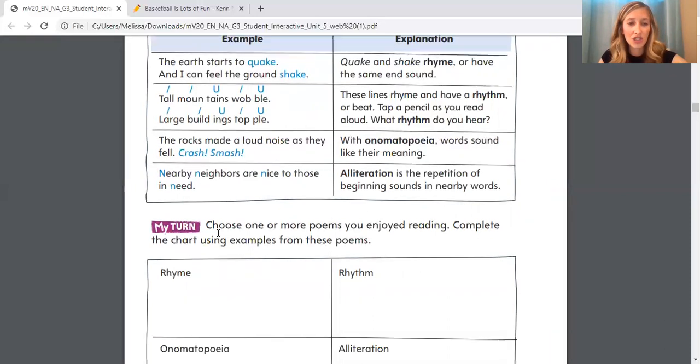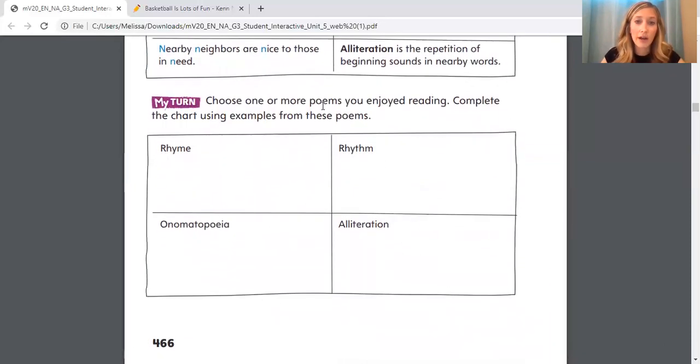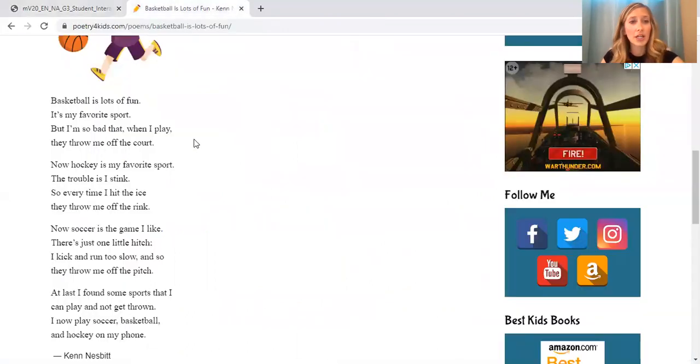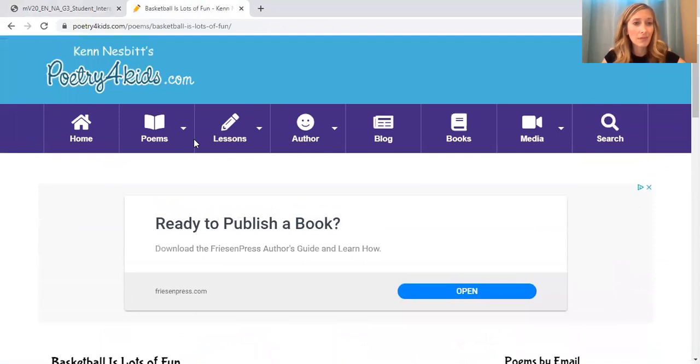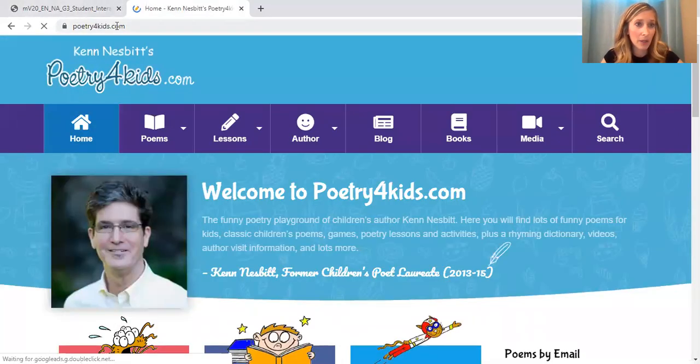So your job is to choose one or more of the poems that you enjoy reading and complete the chart using examples from these poems. So I know our student interactive doesn't come with poems, but again, I want you to go to this Poetry for Kids website. I'll take you back to the beginning, poetryforkids.com with the number 4.